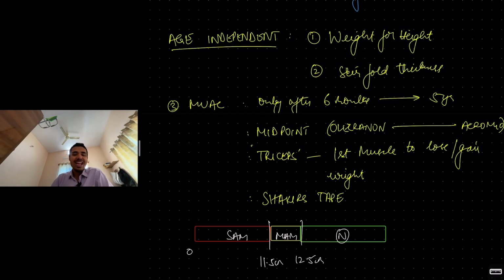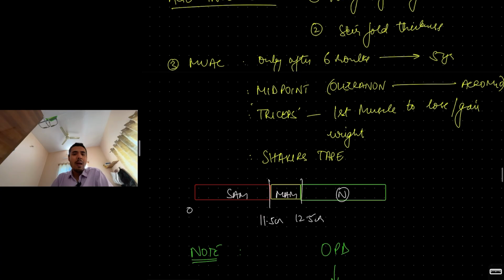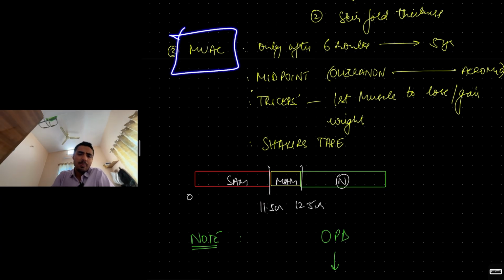Weight for height is age independent. Skin fold thickness, age independent. Mid upper arm circumference, very very important. It is age independent. You will take mid upper arm circumference from the midpoint of the acromion to the olecranon process of the ulna. Midpoint, you will take the mid upper arm circumference.